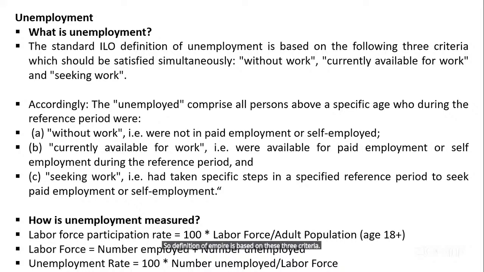Accordingly, the unemployed comprises all persons above a specified age who, during the reference period, were one, without work, not in paid employment or self-employment; two, currently available for work, available for paid employment or self-employment during the reference period; and three, seeking work, having taken specific steps in a specified reference period to seek paid employment or self-employment.